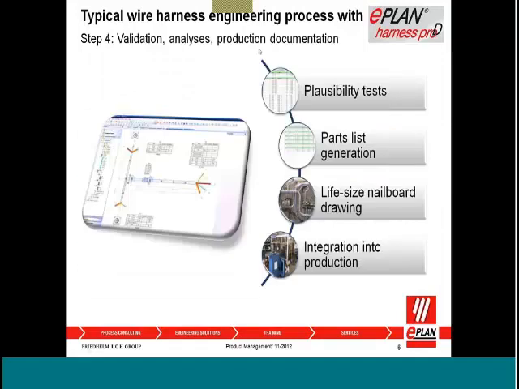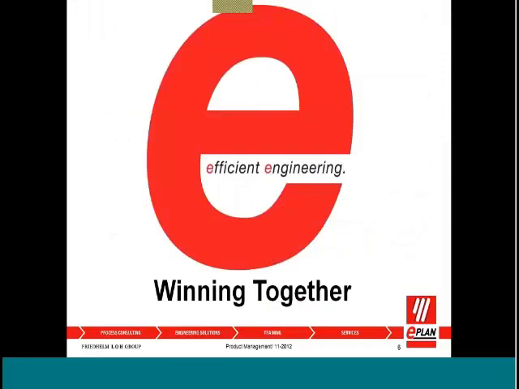So the production data makes sure that we look at all of our testing and checks, make sure that the harness has met our standards, and then we have a wire list or a part list that we want to generate out of the software. Again, here's our life-size nail board that you're going to use to manufacture that harness, and then later take and integrate that in. So that is our presentation today on our latest and greatest product, ePlan Harness proD.